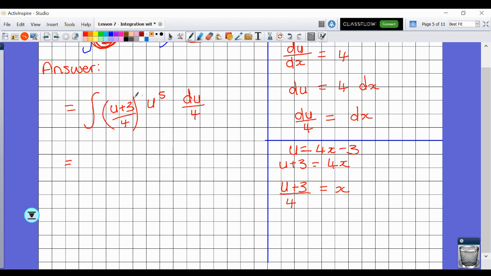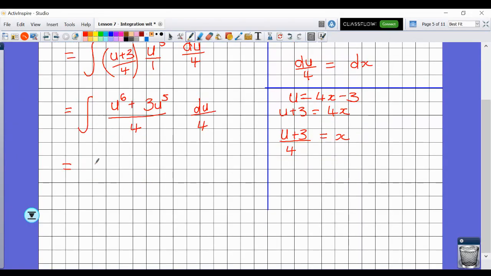Let's start by multiplying this out first of all. Okay, so if all of this has been multiplied by u to the 5, think of that as u to the 5 over 1. You times the top 2, you times the bottom 2. So if you times the top 2, what you're going to get is u to the 6 plus 3u to the 5. Times the bottom 2, you get 4. You've still got your du over 4 here. So what I'm going to do is multiply the bottom 2 here. So I'm going to have 16 on your denominator.